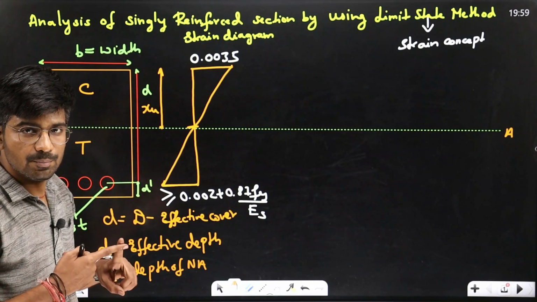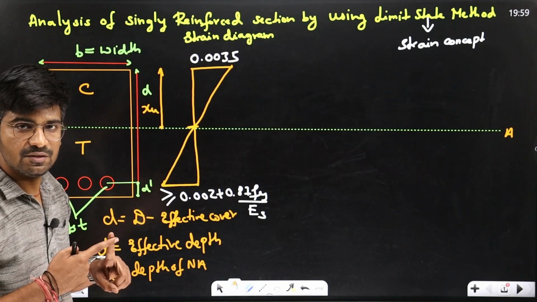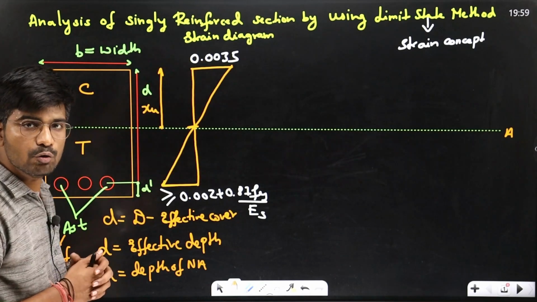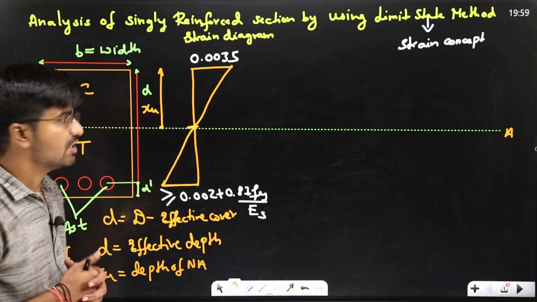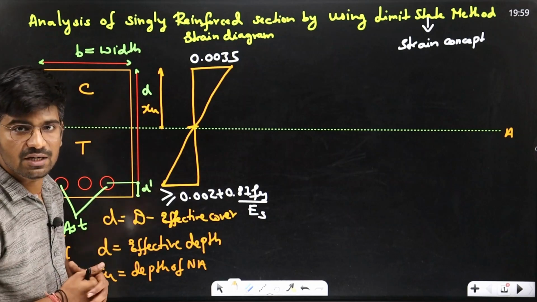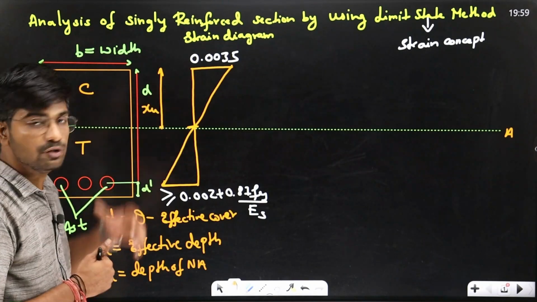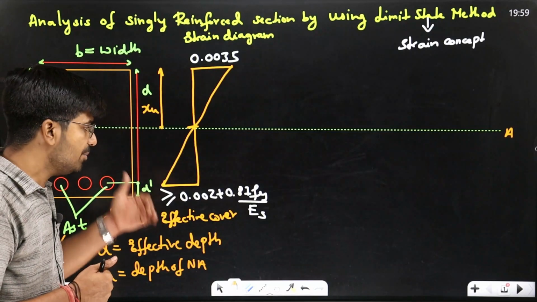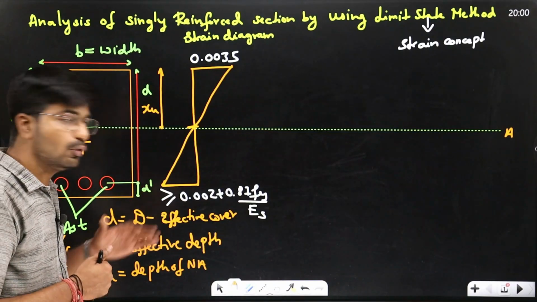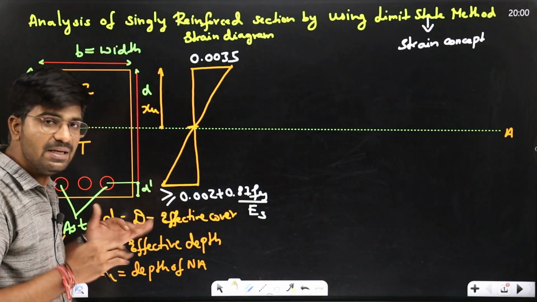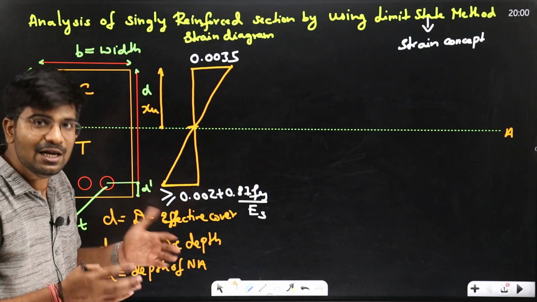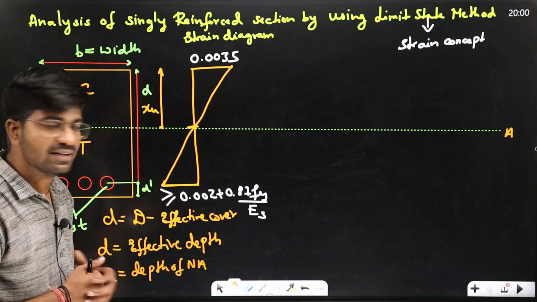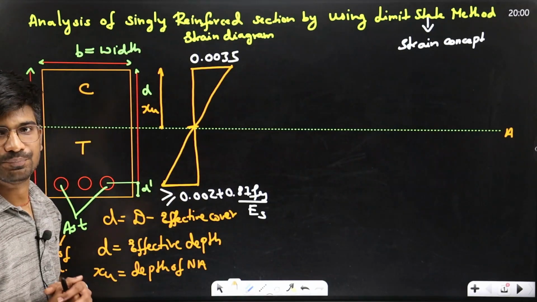First assumption: a plane section before bending remains plane even after bending. It means strain should be linear throughout the cross section. Second assumption: the maximum compressive strain in concrete should be 0.0035. It is a fixed value. Then the maximum strain in the tension zone for steel should not be less than, means it should be greater than or equal to 0.002 plus 0.87 Fy upon Es.